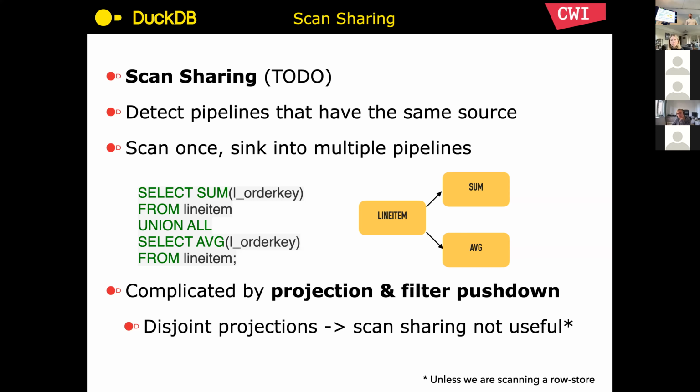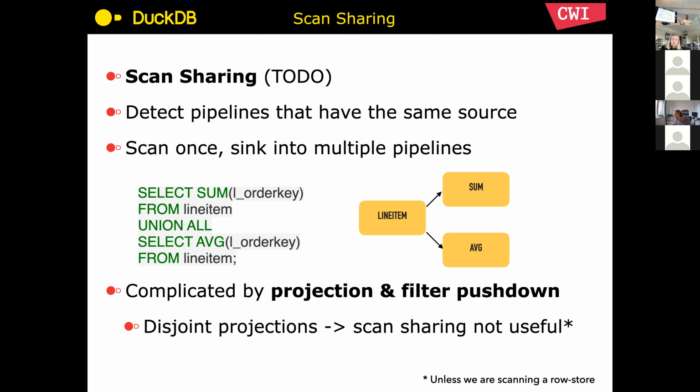Basically, what we would have to do is detect that pipelines have the same source, and then we can scan the source once and sink it into multiple of these pipelines, right? So for example, if you have a union between these two aggregates, they both read the lineitem table. Ideally, we could just read the lineitem table once and push the data into both of those aggregates at the same time, which would save a lot of time, especially if the table doesn't fit in memory or what have you.